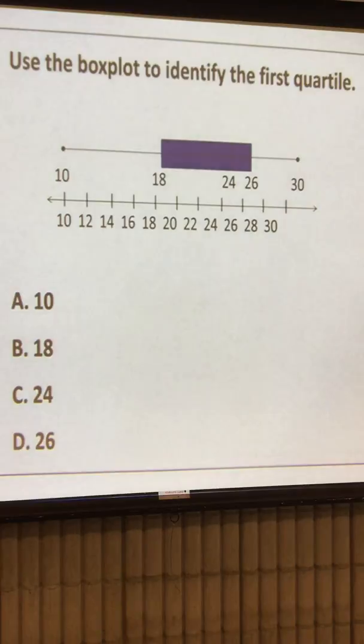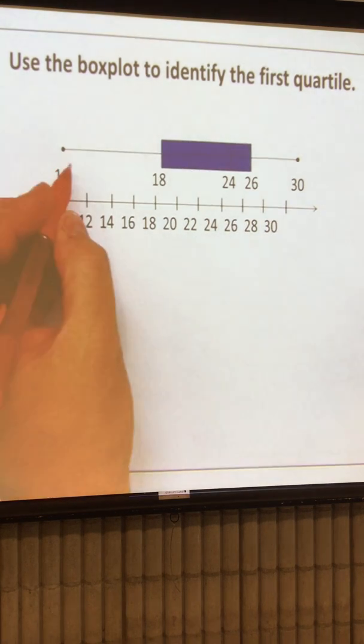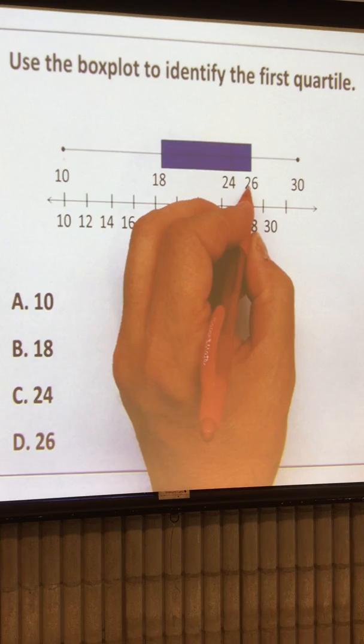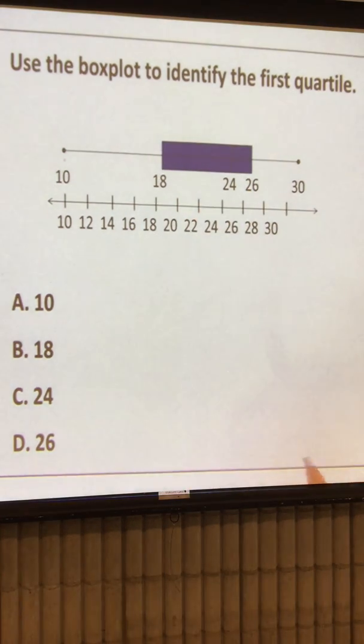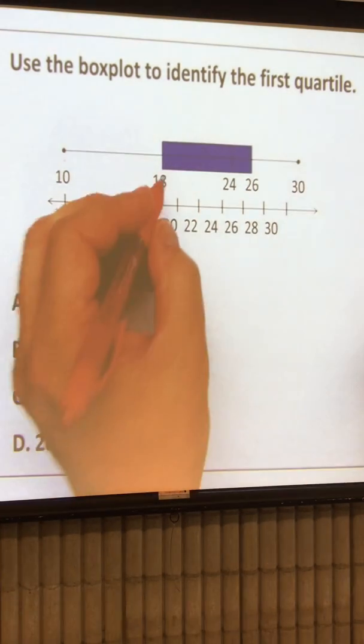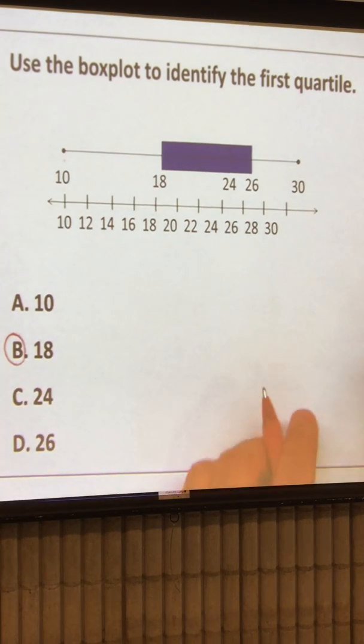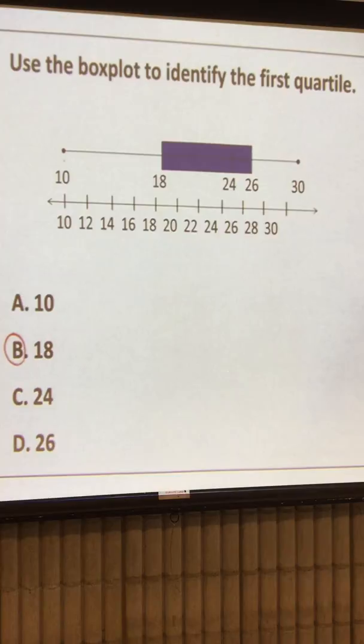And the last one, the box and whisker plot for the first quartile. You see this is the minimum, Q1, Q2, Q3, and the maximum. So in this case, for the first quartile will be 18. So the correct answer is B. And these are the activities for chapter 3.